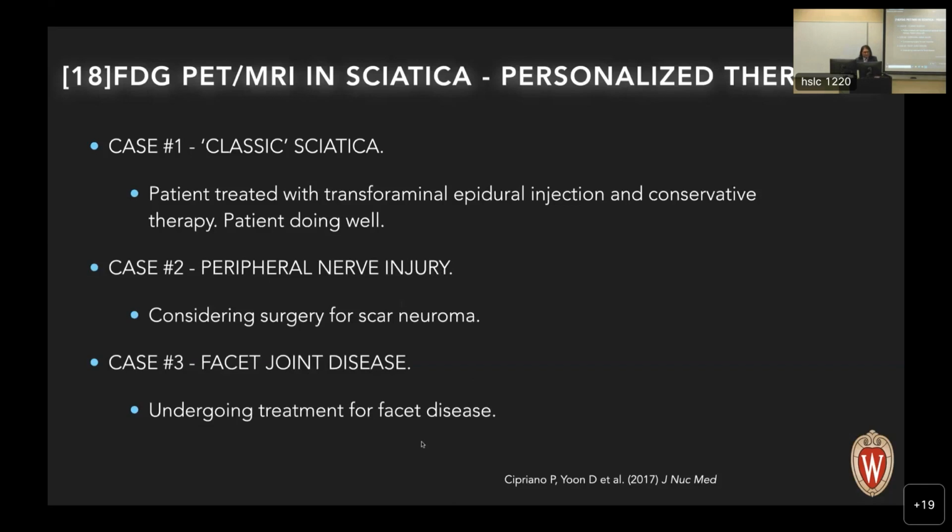So very different outcomes, potentially, based on this kind of personalized imaging, if you will, thanks to PET-MR.